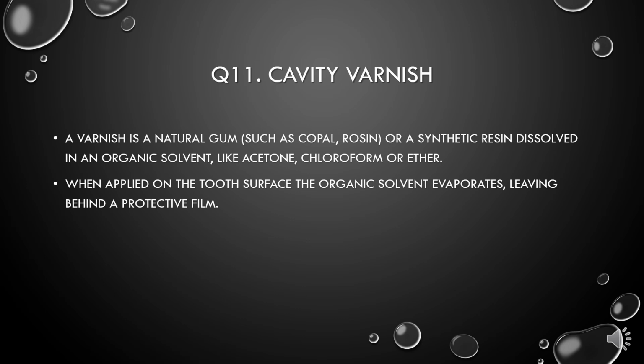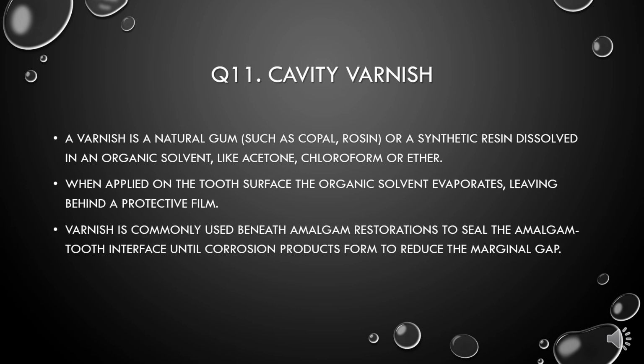When applied on the tooth surface, the organic solvent evaporates, leaving behind a protective film. Varnish is commonly used beneath amalgam restorations to seal the amalgam tooth interface until corrosion products form to reduce the marginal gap. The thickness of the varnish is 2 to 5 micrometers.